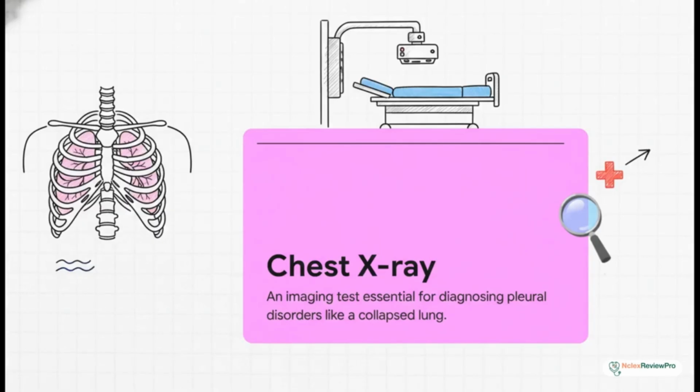Next up, the chest X-ray. Think of this like getting surveillance footage of the crime scene. It lets us actually see what's happening inside the chest. Is there fluid? Is there trapped air? For something big like a collapsed lung, a chest X-ray isn't just helpful, it's pretty much essential. It gives us that crystal clear picture we need.